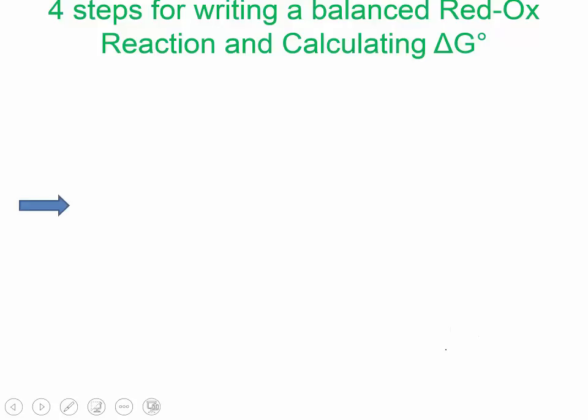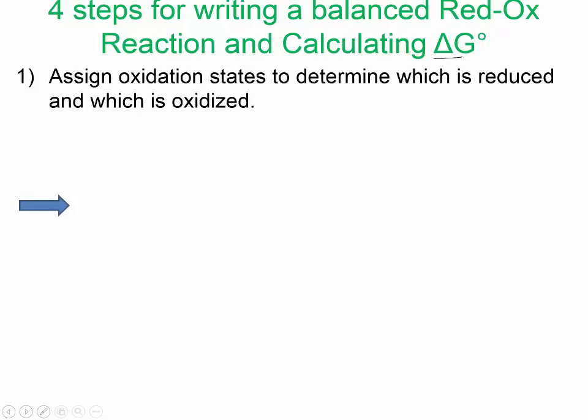This video is on using the standard reduction potential table, which I'll be calling the SRP table, to help us write a balanced redox reaction, which will give us moles of electrons transferred and also the electromotive force, or E cell standard. And then based on that information, we'll be able to calculate free energy during a redox reaction. So I found if we follow these four steps that we should be able to solve any one of these.